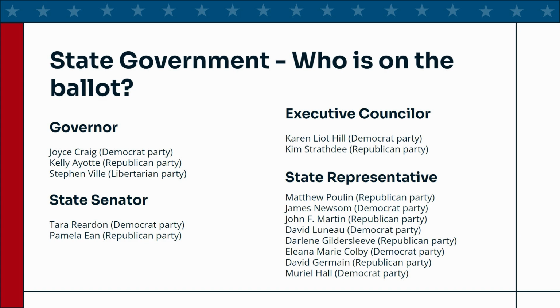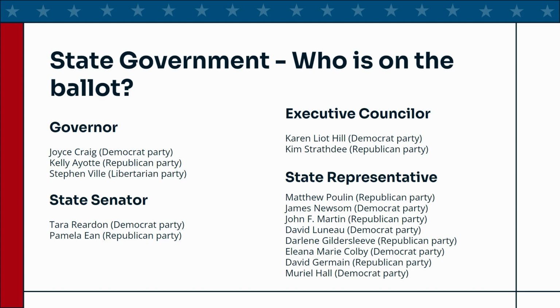The next position up for election is Executive Counselor. The Executive Council is also a really unique aspect of New Hampshire government. The Executive Council includes 5 elected members, each serving 2-year terms. The council is mainly responsible for serving as the constituents' eyes and ears in Concord, serving right alongside the governor. The candidates for Executive Council District 2 include Karen Leo Hill of the Democrat Party and Kim Strathdee of the Republican Party.